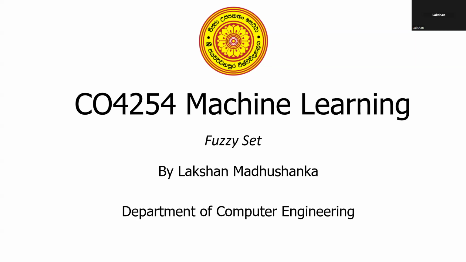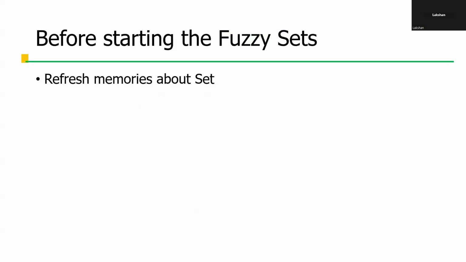So today we are going to talk about fuzzy sets and fuzzy logics. These fuzzy sets and fuzzy logics are a continuation of the classical sets that you already know and have learned in your O levels and A levels. Let's see what is the difference of the fuzzy sets and how to use them in machine learning.